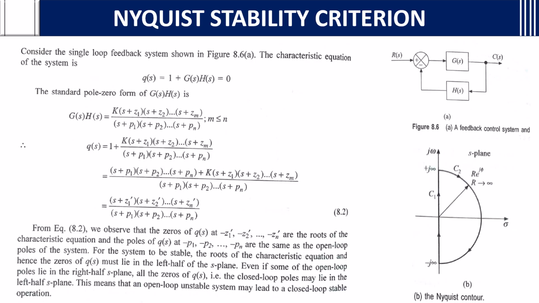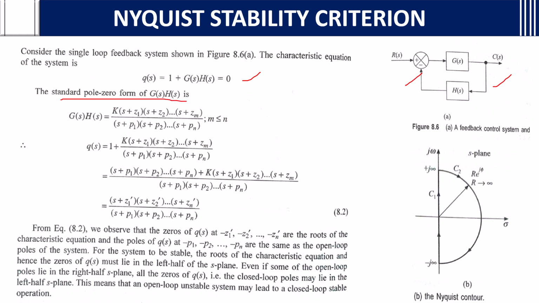Nyquist Stability Criterion. Consider the single loop feedback system shown in figure 8.6. This is a single loop feedback system. The characteristic equation is Q(s) = 1 + G(s)H(s) = 0. You know the characteristic equation you can write from the closed loop feedback system.